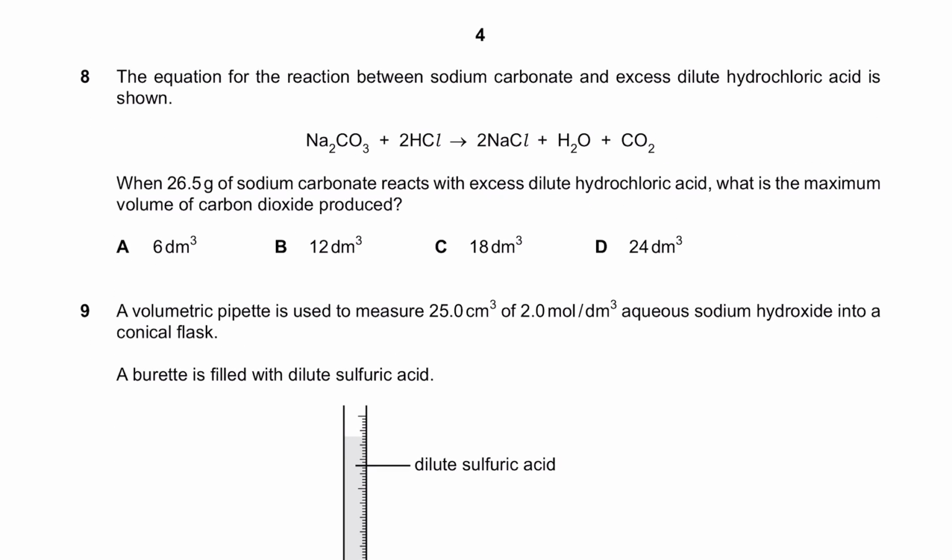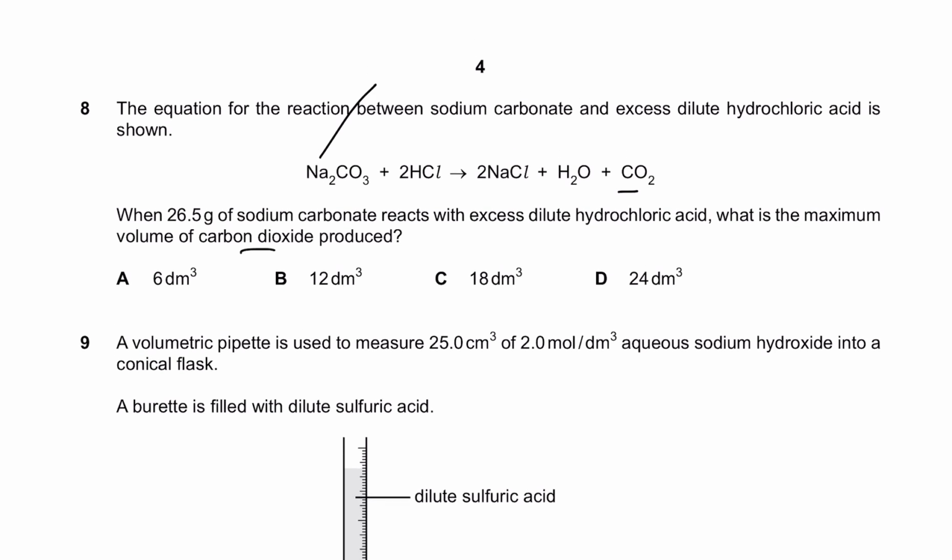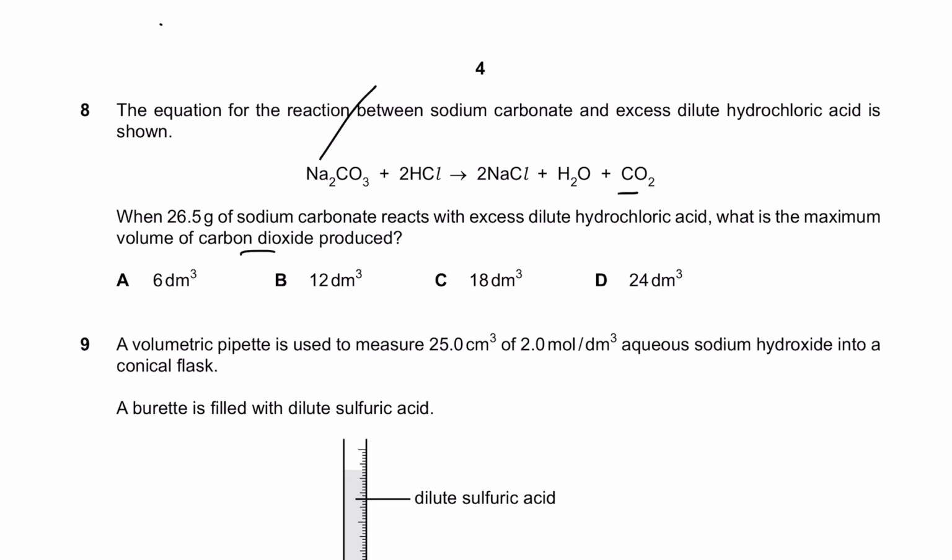Question 8 says, the equation for the reaction between sodium carbonate and excess dilute hydrochloric acid is shown. Beautiful. It says, when 26.5 grams of sodium carbonate reacts with excess, what is the maximum mass of carbon dioxide produced? So you're given information about sodium carbonate and you need to find out the volume of carbon dioxide produced. And we've learned in stoichiometry, what we do is we've been given the mass of sodium carbonate, we go into the moles of sodium carbonate, and we use a relationship for that. And then from moles of sodium carbonate, we go to the moles of carbon dioxide through the equation. And then from moles of carbon dioxide, we go to the volume of carbon dioxide through a relationship.